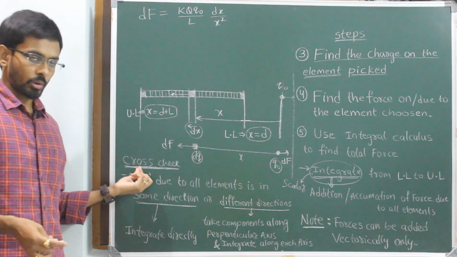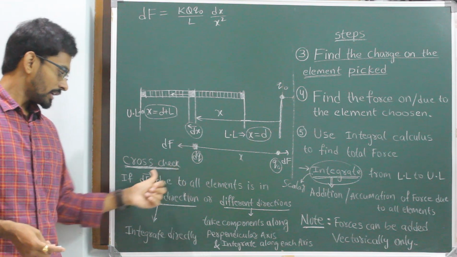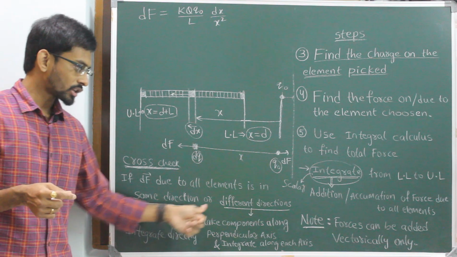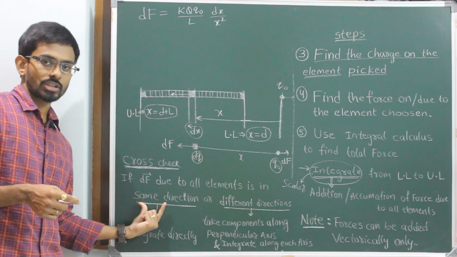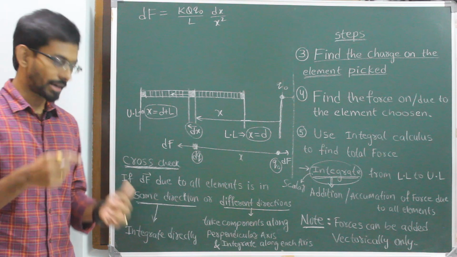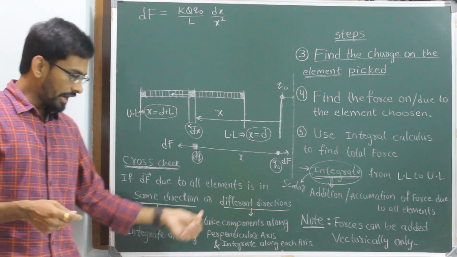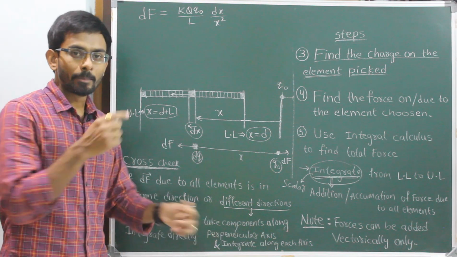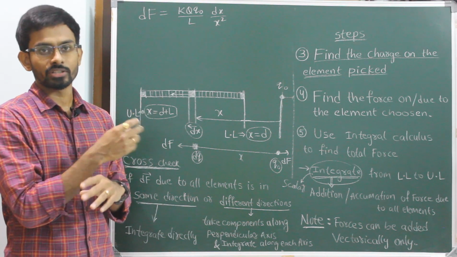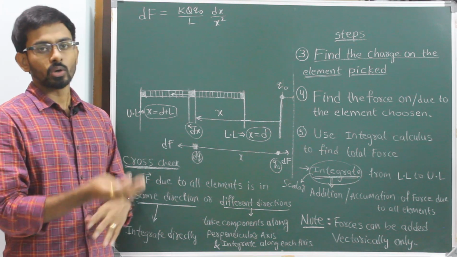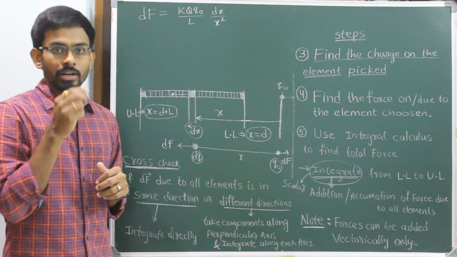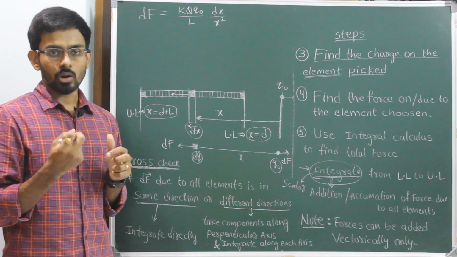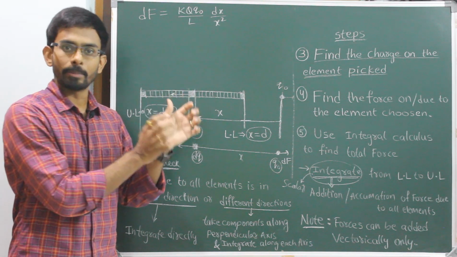So now what you have to do is cross check. While integrating you have to cross check if dF, that is force due to each element, is in the same direction or different directions. If it is in the same direction, whether it is a vector or scalar, you can add them directly, so integrate directly. And in case it is in different directions, take components along perpendicular axes. You choose two perpendicular axes if it is 2-dimensional. If it is 3-dimensional, you have to choose 3 perpendicular axes and take components of all these elements along these 3 perpendicular axes.